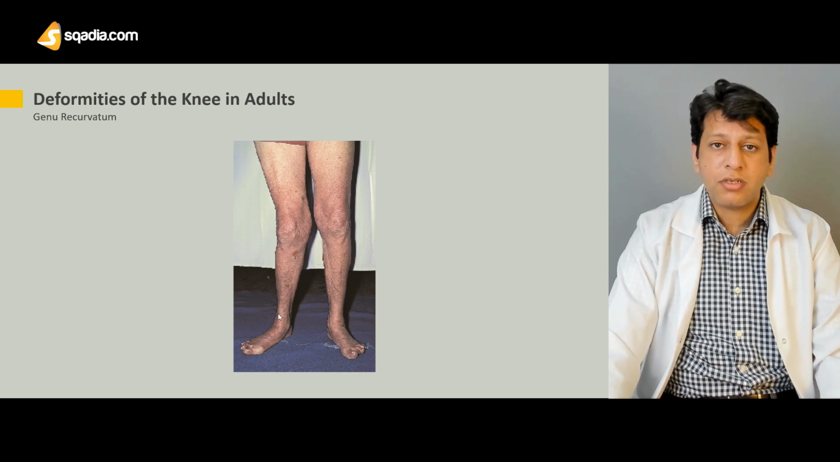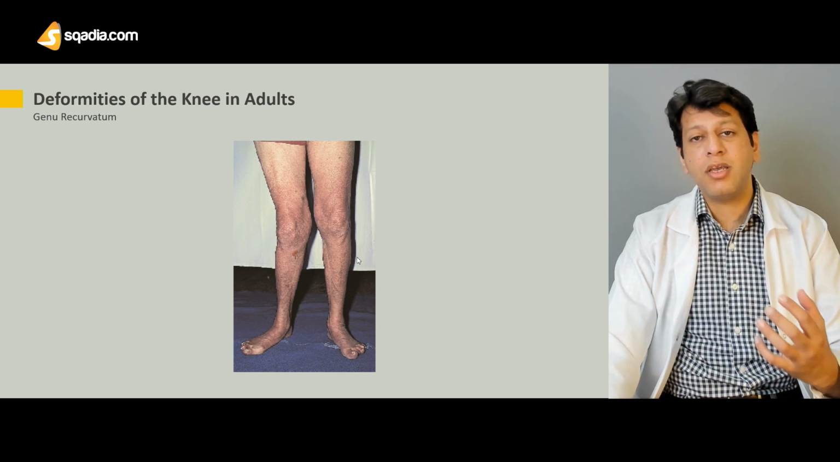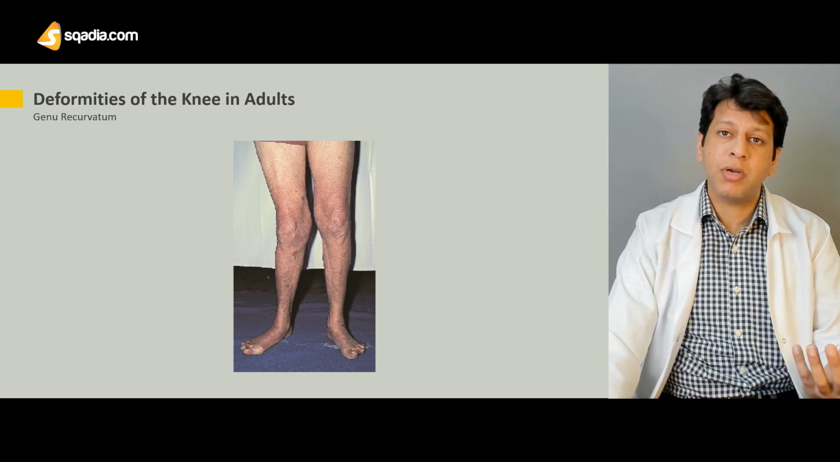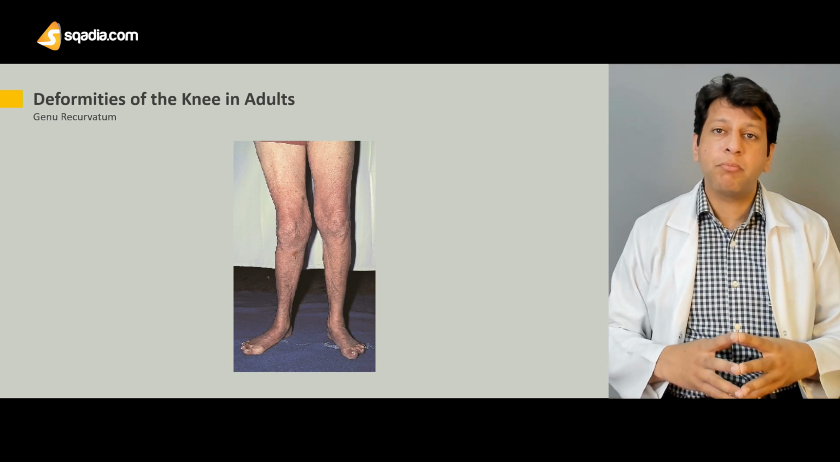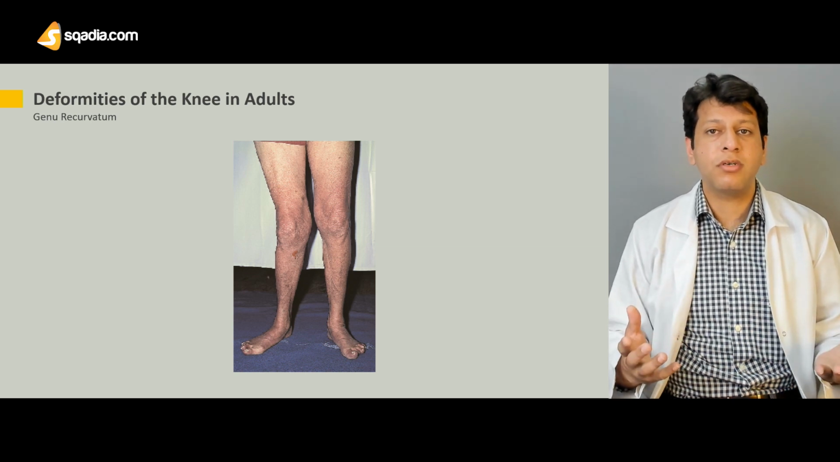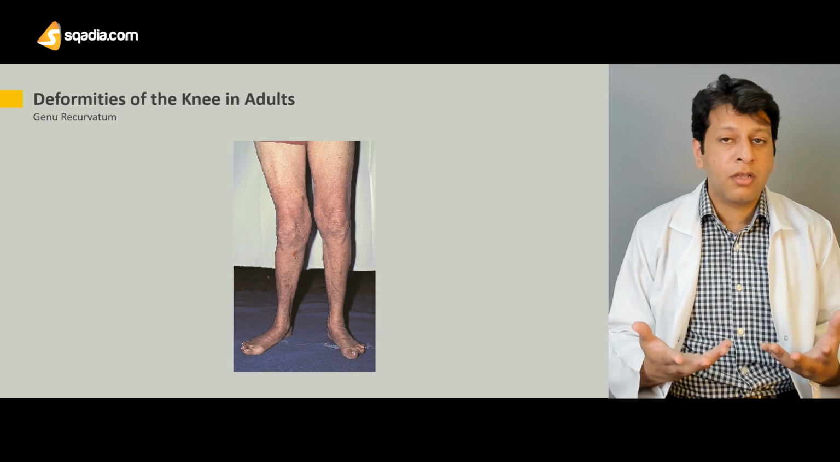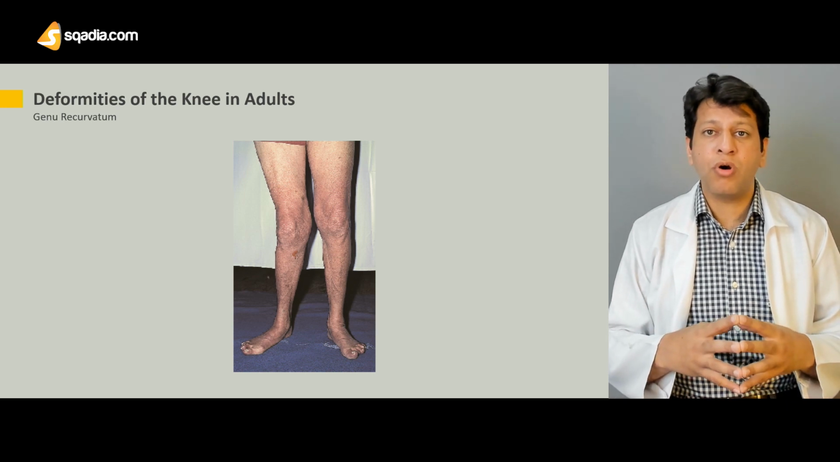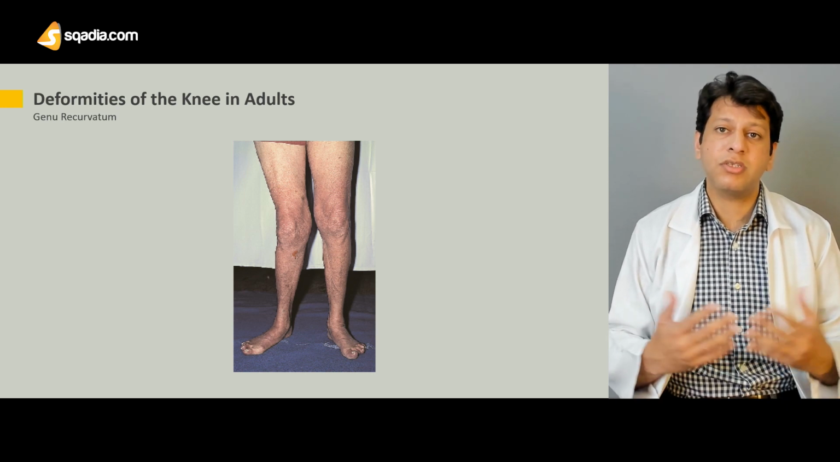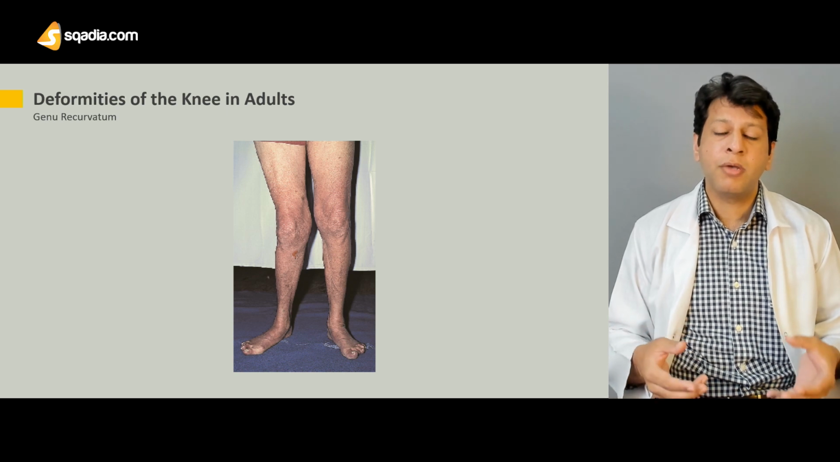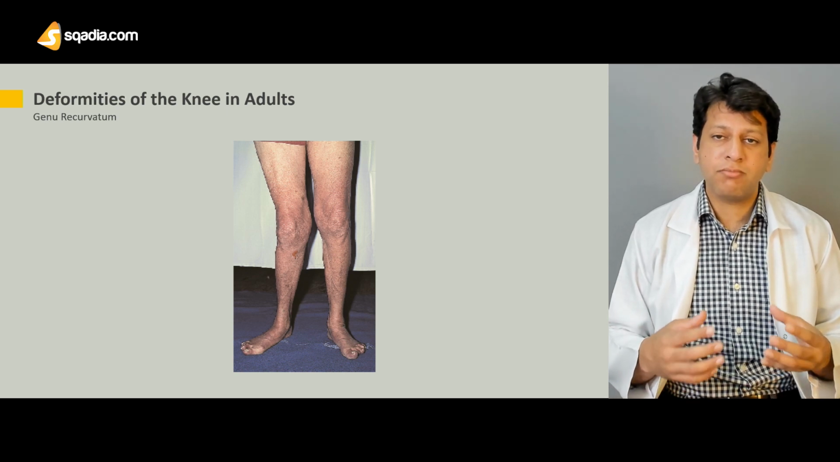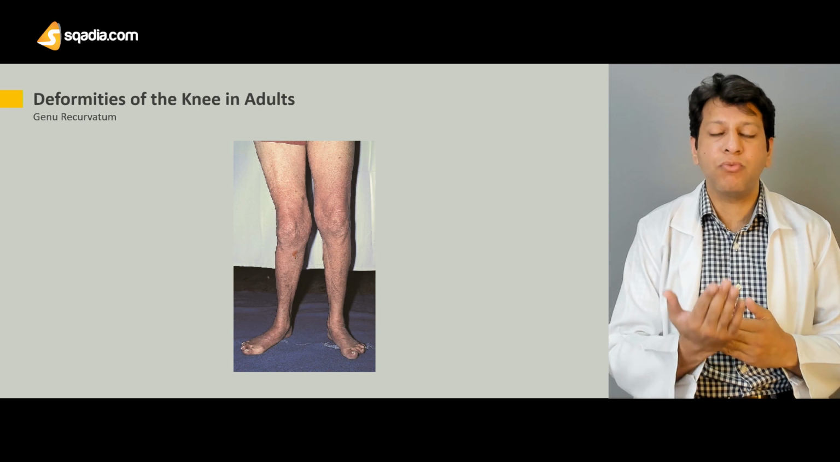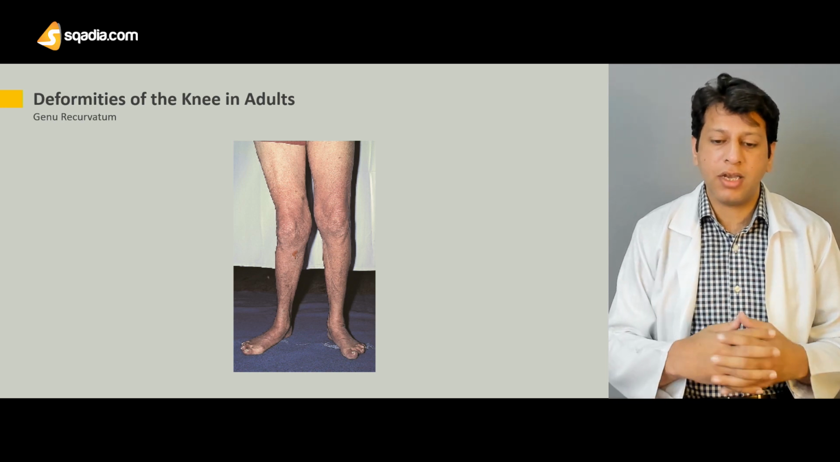Now, if this is a problem which happens, then you have to assess whether it is due to ligamentous laxity. For example, the patient may be suffering from problems such as Ehlers-Danlos syndrome or Marfan syndrome, in which there is a generalized ligamentous laxity. Because the ligaments are lax, the movement of the tibia is more than 10 degrees in any plane.